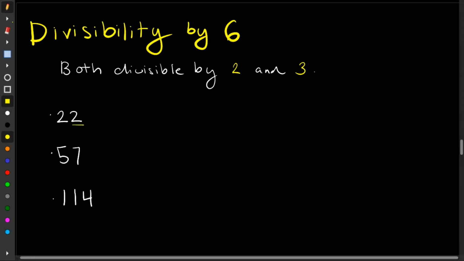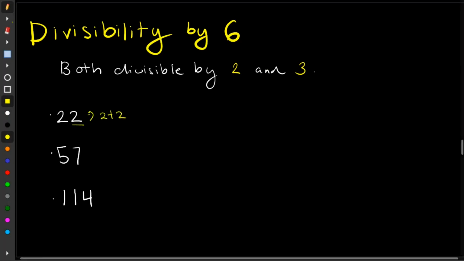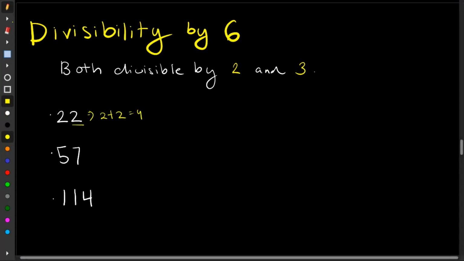But is it divisible by 3? Clearly not, since 2 plus 2 is equal to 4, which is not divisible by 3. So 6 does not divide 22.